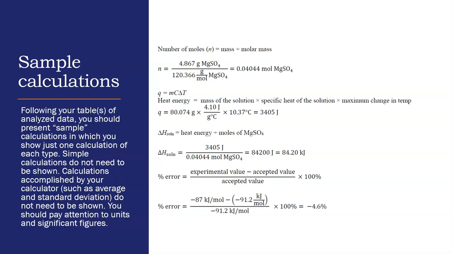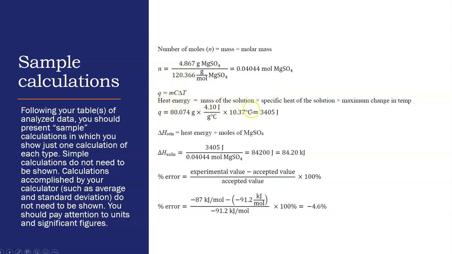You should present sample calculations. And the way we want you to do this is first you have an explanation of how you do the calculation. So here the number of moles is the mass divided by the molar mass. And then you present the calculation and you pay attention to units and significant figures. Here, an equation is presented. This is Q equals mc delta T. In a few weeks, you'll learn how to do that. But again, here's the equation, and here it's spelled out.